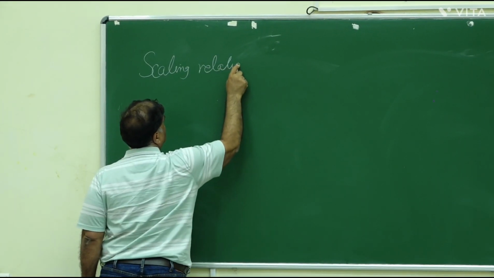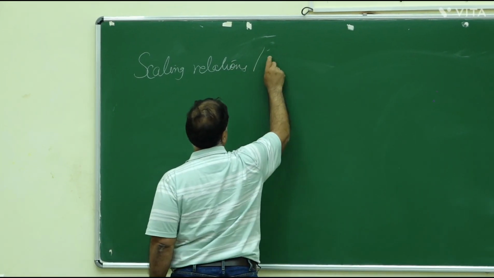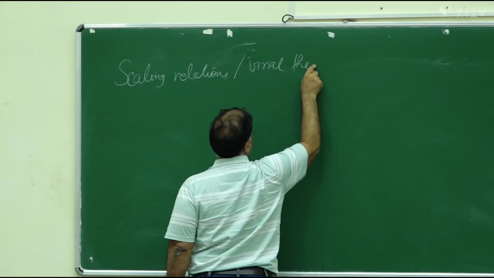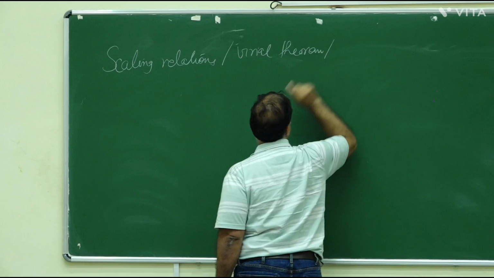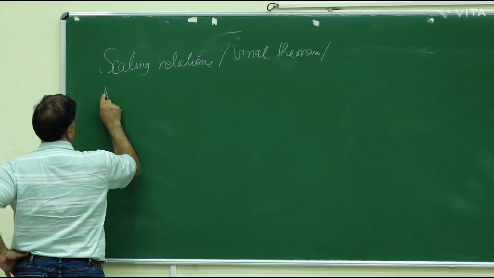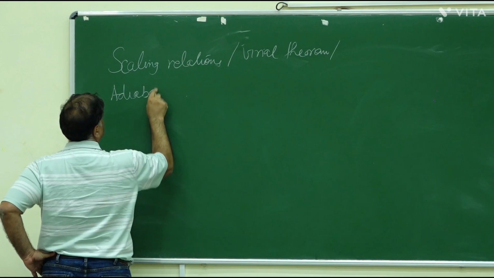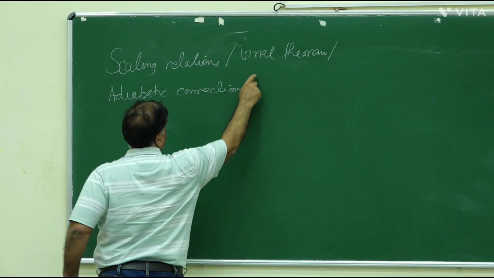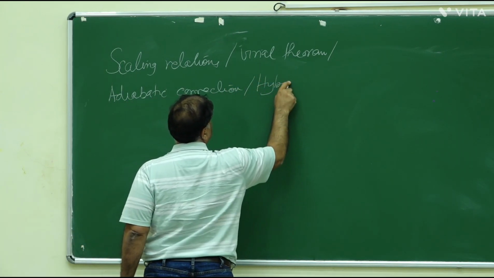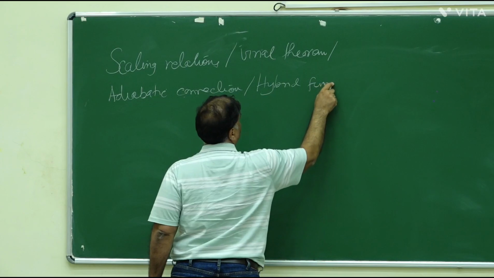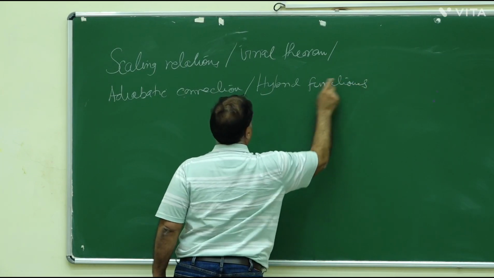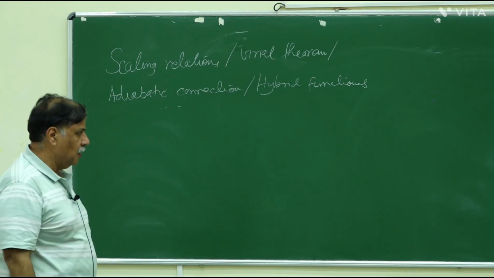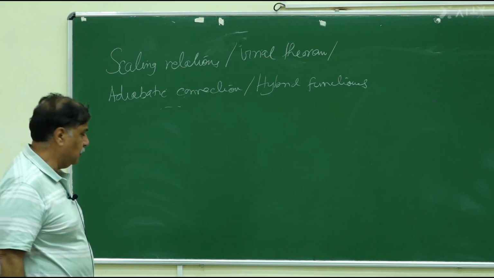Relations. Then there is a theorem. Adiabatic connection. Hybrid functionals. And so on. Okay, so we begin with, if you do a coordinate scale, right?